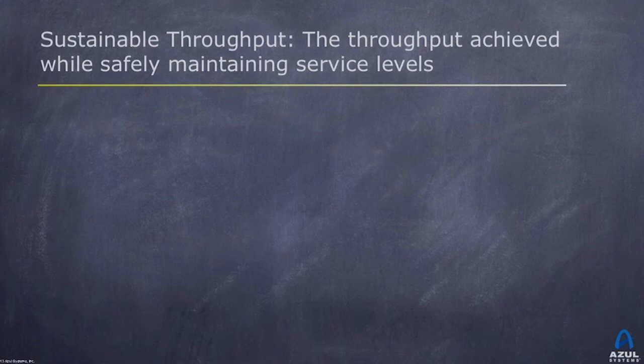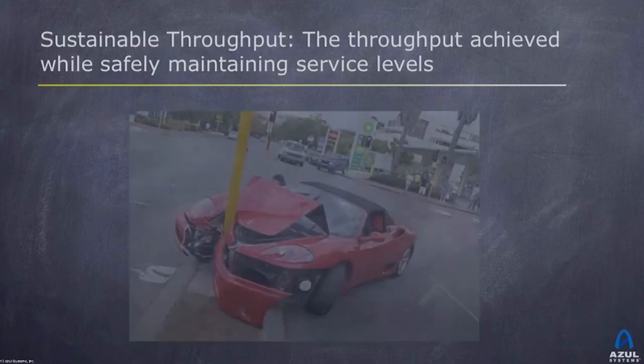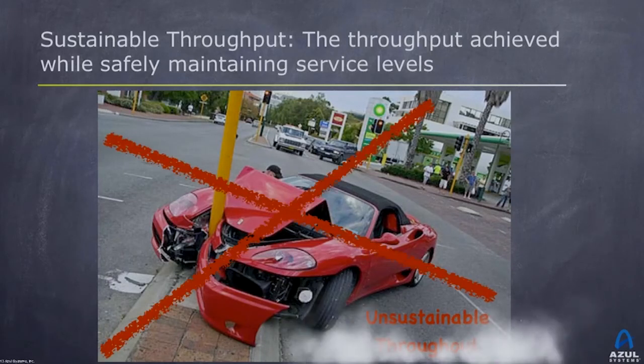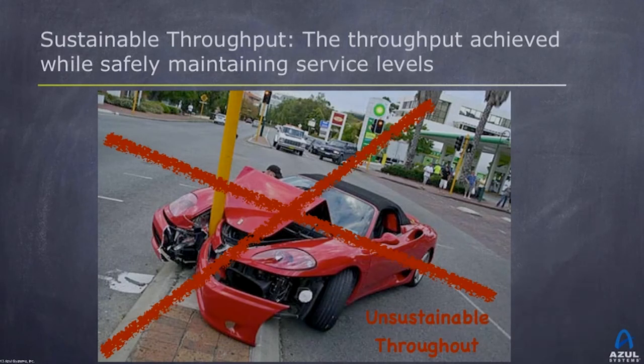That is often a much, much lower throughput than any marketing number or any benchmark that is pedal to the metal on your system will do. This is not sustainable throughput. It's really cool and it's red, but it's not sustainable. The question is, how fast can I drive without hitting a pole? Not how fast can I drive between hitting poles? That's not a very interesting measurement. Unfortunately, most of the testing that I see is how fast can I drive between hitting poles?